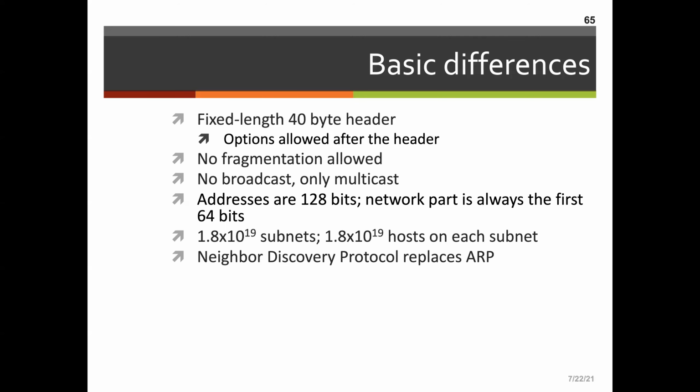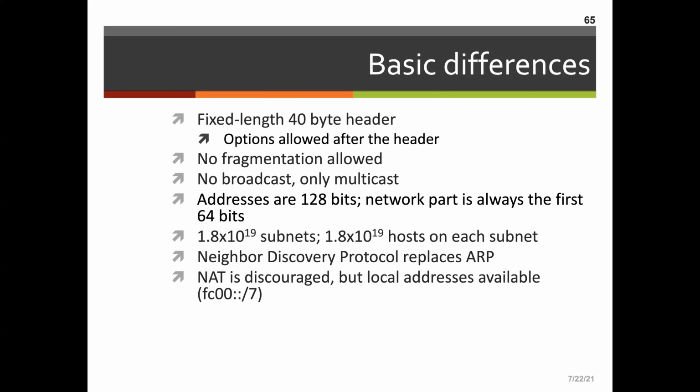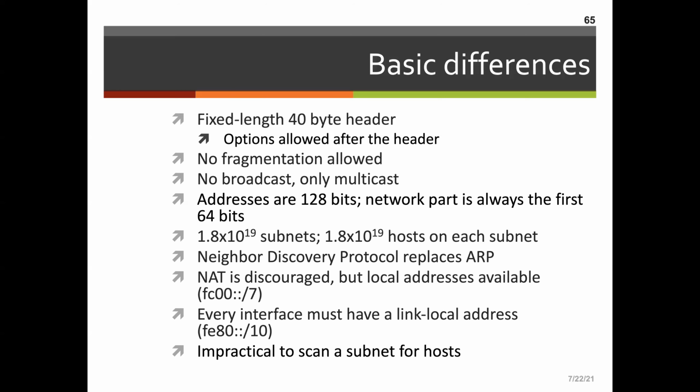It makes use of neighbor discovery protocols to replace ARP. Also with IPv6, NAT is discouraged, but local addresses are still widely available. And every interface must have a link local address. Additionally, it is considered impractical to scan a subnet for available hosts as well.